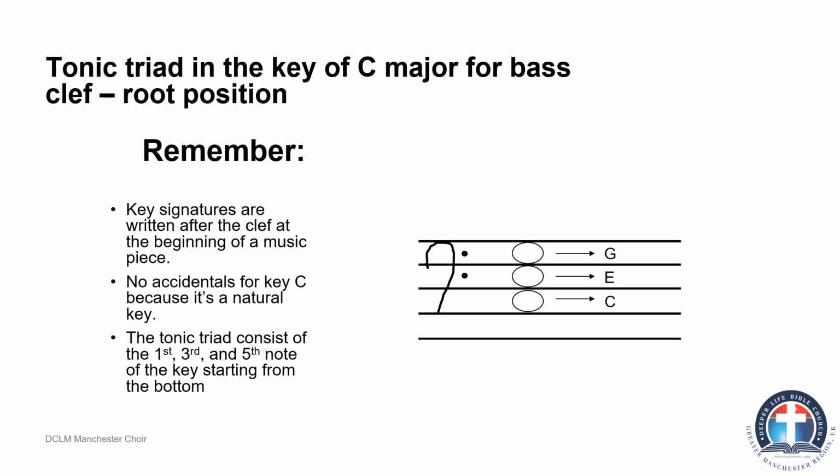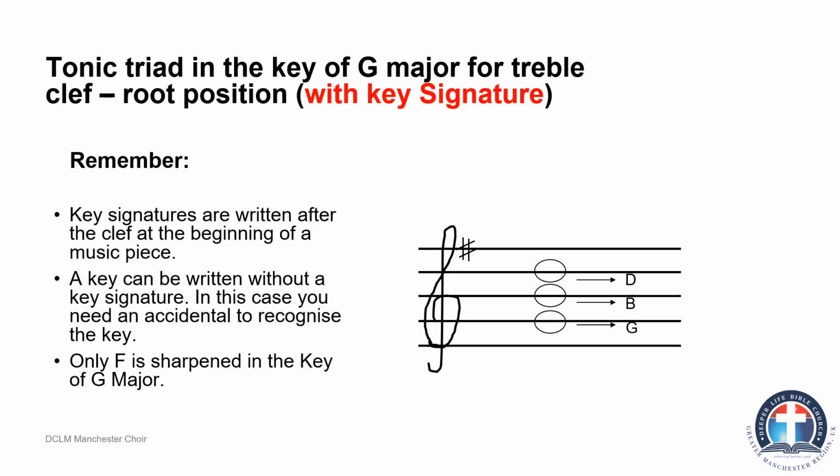We then move on to the tonic triad in the key of G major. Because G major has a key signature, it can be written with a key signature and can be written without a key signature. With a key signature, let's look at how it's written. Again, remember, key signatures are written after the clef at the beginning of the music piece.